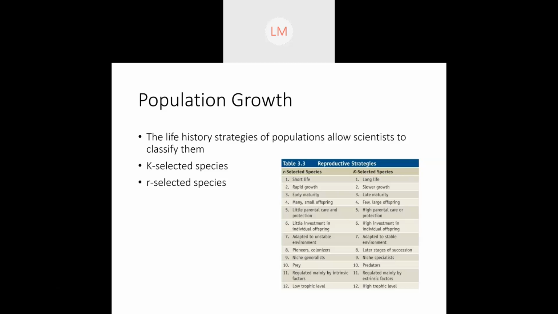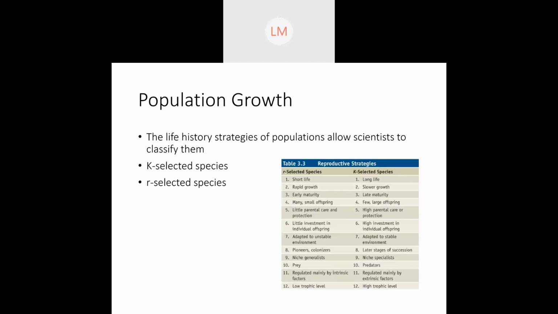These Ks and Rs are coming back from our population models with our rate of growth and our carrying capacity. And that table there shows the types of strategies that these organisms have. In general, our R-selected species have a short life. They're growing really fast. They have lots of really small offspring with not a lot of parental care. If you go down here to the bottom, they're generally going to be the prey species, and they're generally going to be occupying a low trophic level, which means a low rank on the food chain. Those are generally going to be our R-selected species.